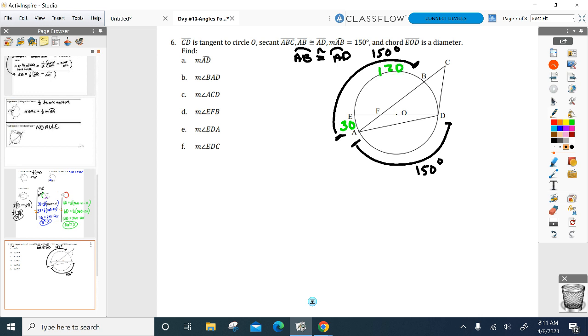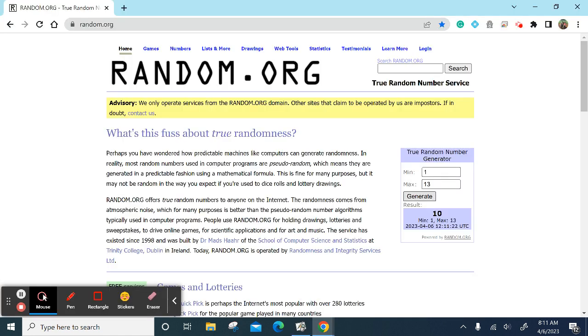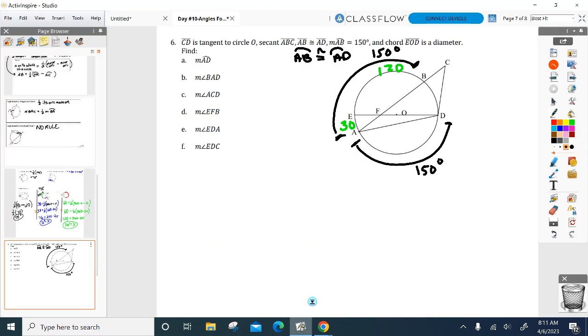I like what you guys are putting out here. And then the only other arc I don't know is BD. But you know that's a diameter, creates a semicircle. What's got to be the measure of arc BD now, kids? 60, because it's got to add to 180. Yeah. All right, there you go. Is everyone all right how we got to that point? And you're ready to go through A through F with me?